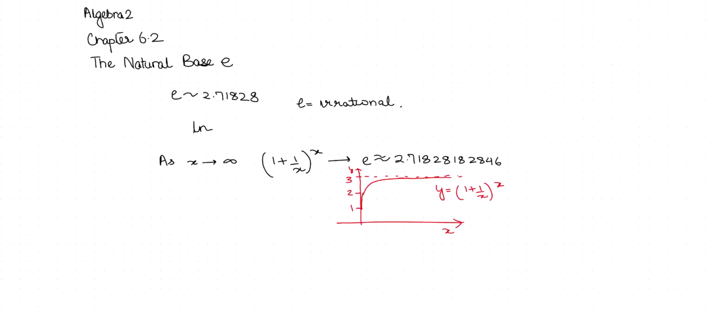We see that as x tends to infinity, or as x increases, (1 + 1/x) raised to the power x will reach a value approximately e, which is 2.71828182846. It is an irrational number and it keeps on going. We can see from this graph that it approaches and then almost reaches the value of e.